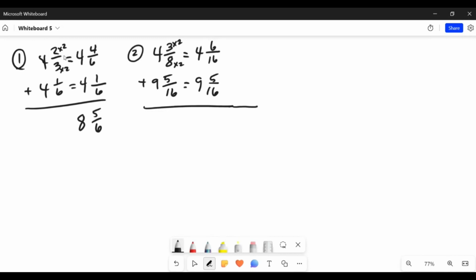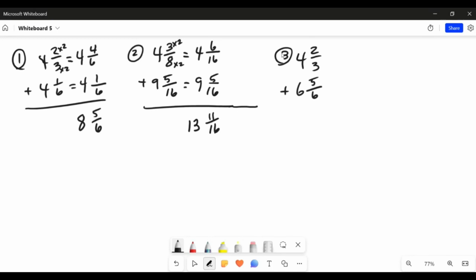Now we can add the fractional parts. 6/16 and 5/16 is 11/16. And the whole number parts, 9 and 4, give us 13. So we get 13 and 11/16. Okay. Number 3. On number 3, we have 4 and 2/3 plus 6 and 5/6.